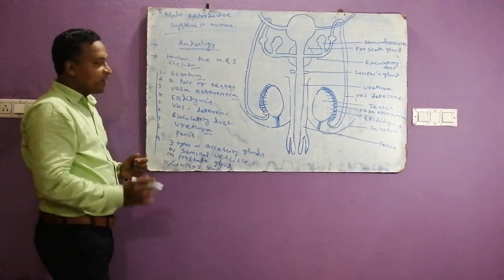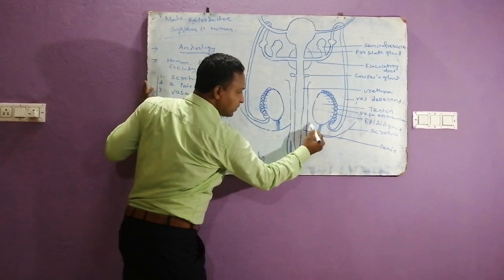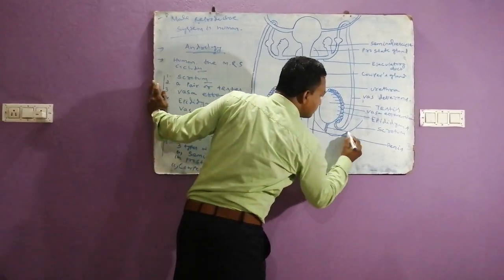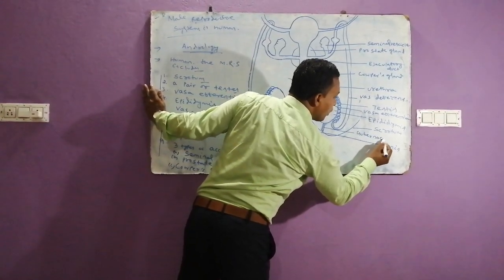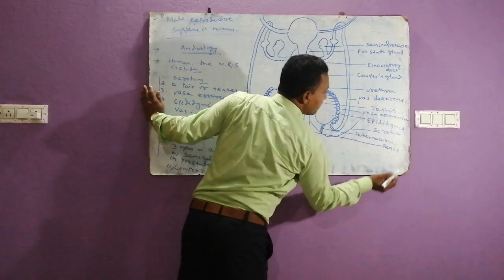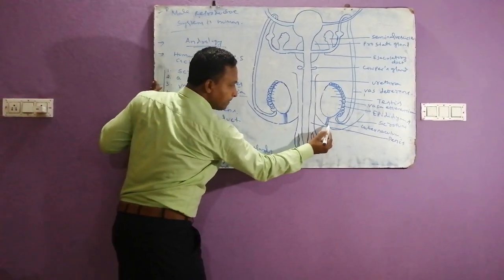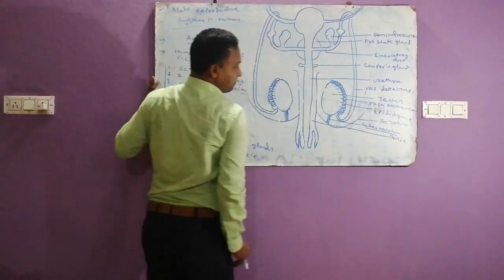If we talk about the first, there is a connection found between the scrotum and testis. We can call that gubernaculum. The connection between testis and scrotum, that structure is called which one? Gubernaculum.